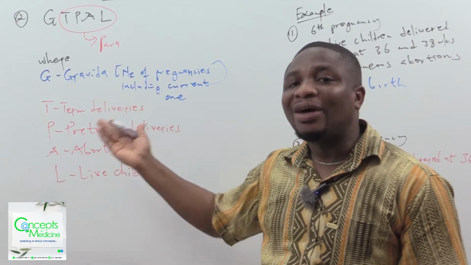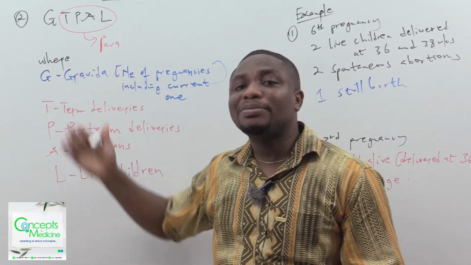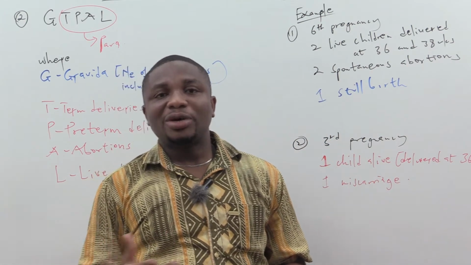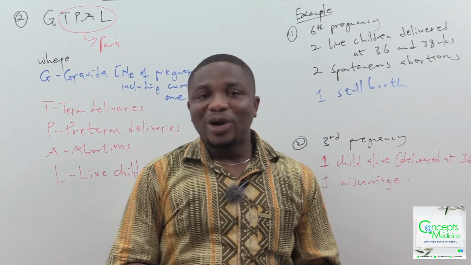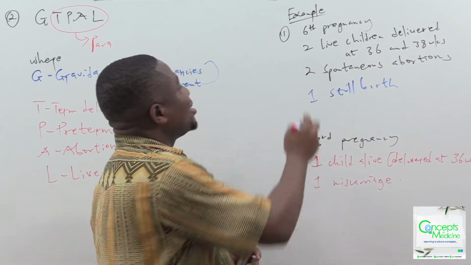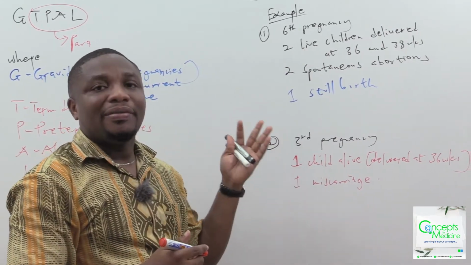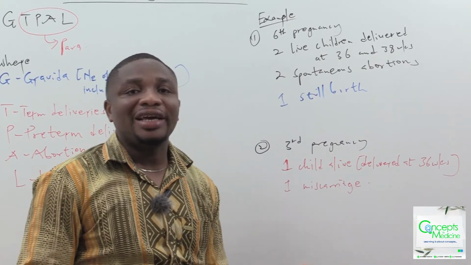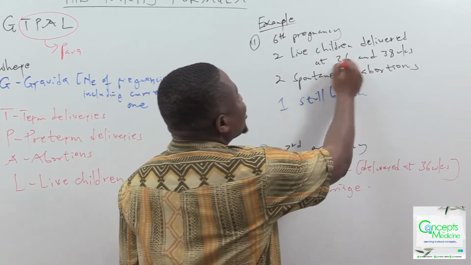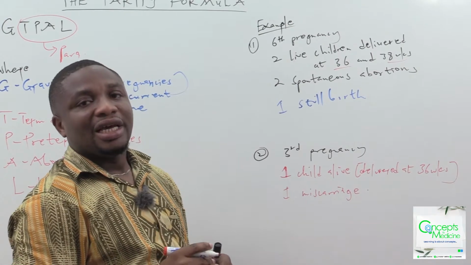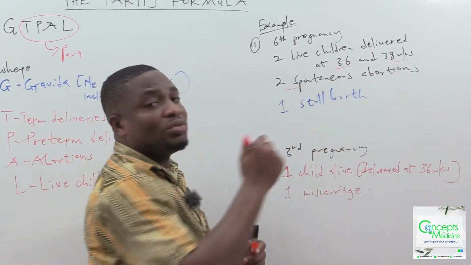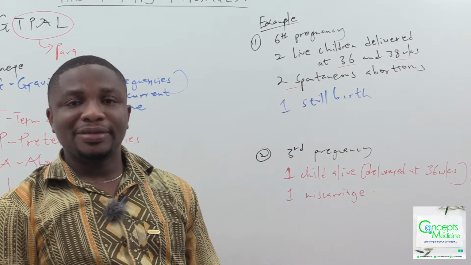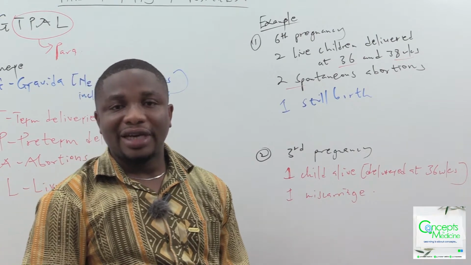Now, understanding this, how then do we write the parity formula using the GTPAL criteria? Let's look at some examples. The first one I will solve it for you, then the second one you have a go at it. Let's look at the first one. 6th pregnancy. This is her 6th pregnancy. Has 2 live children, 2 children who are alive and were delivered at 36 weeks and 38 weeks respectively. A history of 2 spontaneous abortions, that's 2 miscarriages, and 1 stillbirth. What would be her parity using the GTPAL criteria?